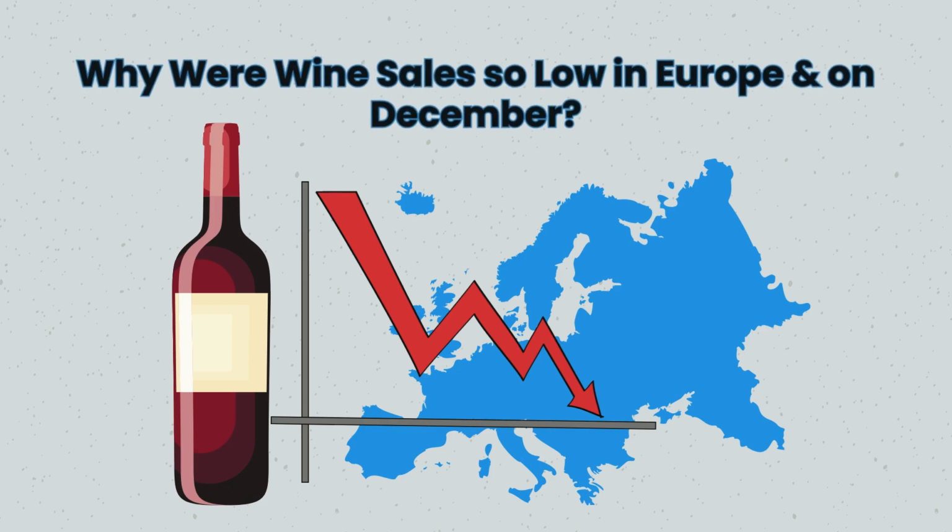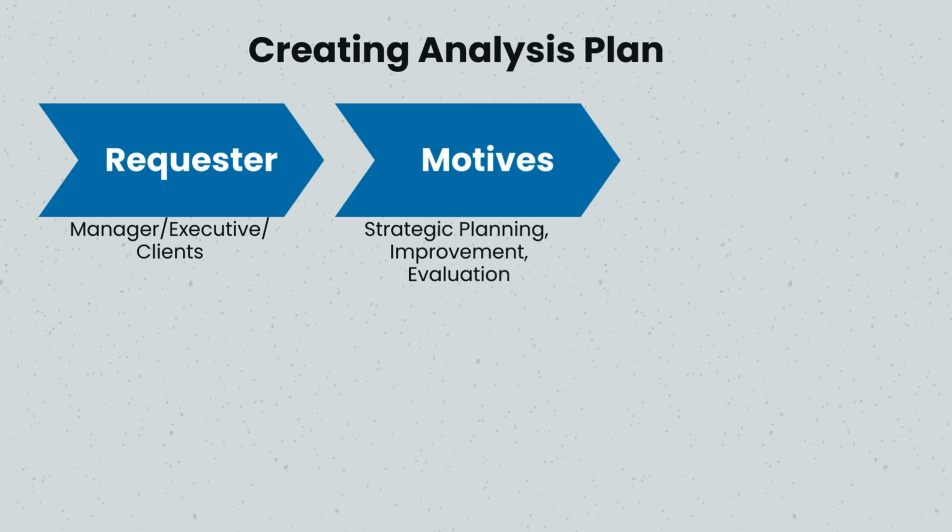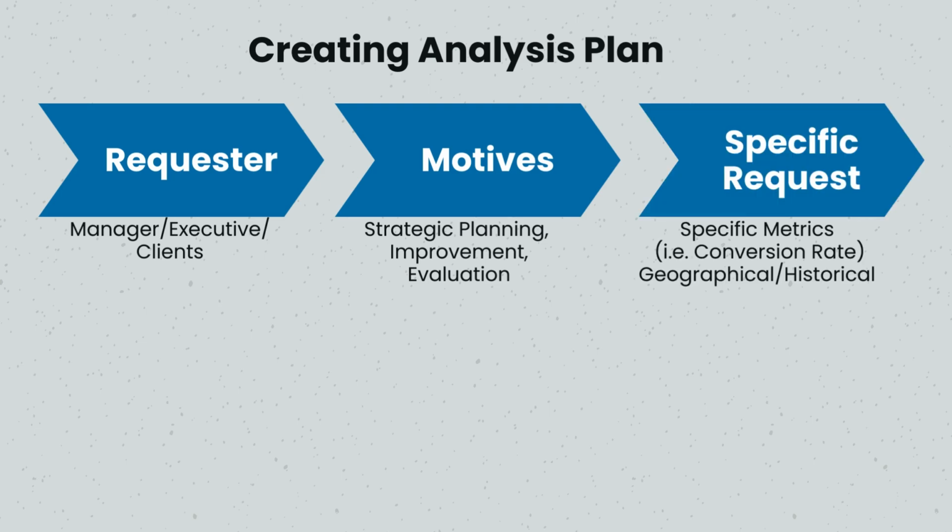Key contextual factors include: first, requester. Identify who is asking, manager, executive, or client, to tailor the analysis accordingly. Second, motives. Understand the goals, whether for strategic planning, operational improvements, or performance evaluation. For example, the wine sales are down by 10% this month and the business team does not know why it happens. Third, specific requests. Clarify what specifics are needed, like questions or metrics, to ensure business alignment.